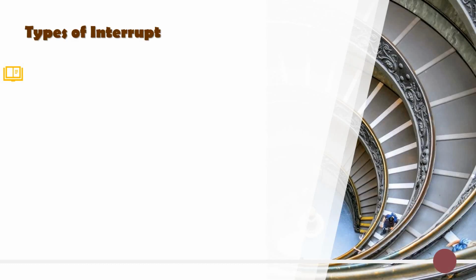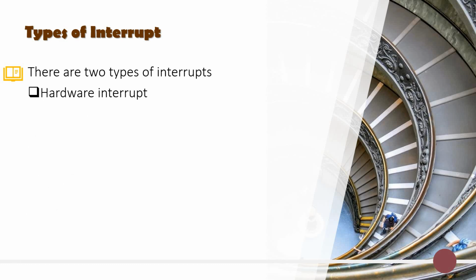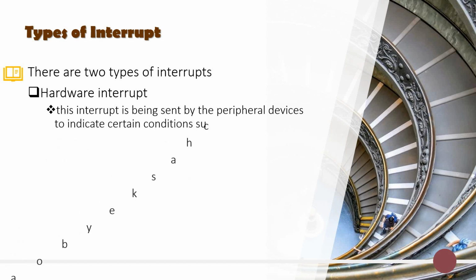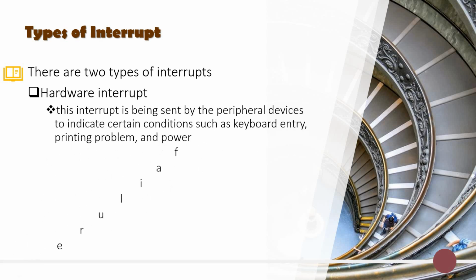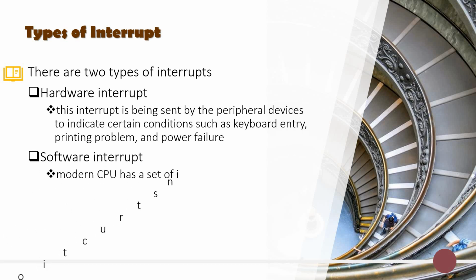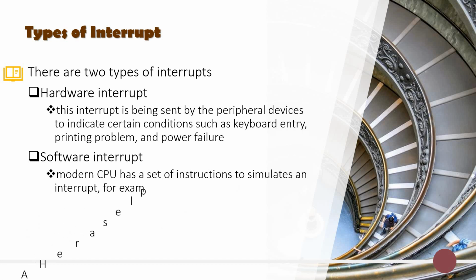Types of interrupt. There are two types of interrupts. Hardware interrupt. This interrupt is being sent by the peripheral devices to indicate certain conditions such as keyboard entry, printing problem, and power failure. Software interrupt. Modern CPU has a set of instructions to simulate an interrupt, for examples are halt and int.